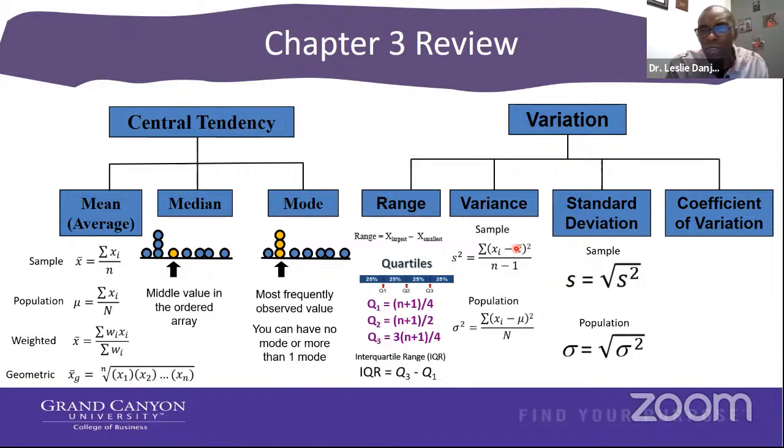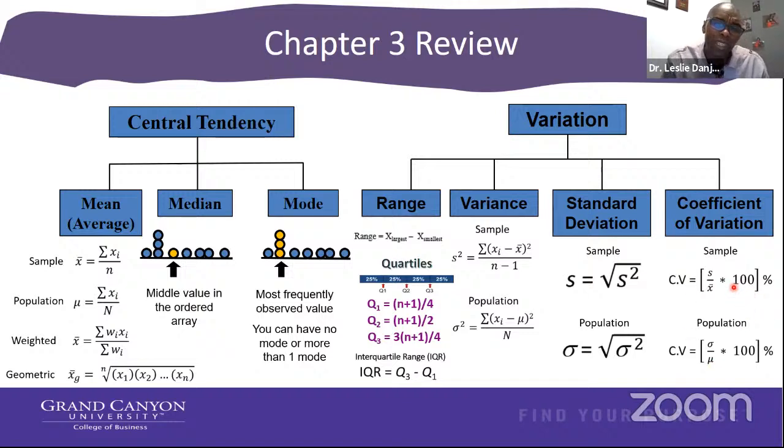All right, last but not least, coefficient of variation. It is this formula right here. What we're doing is testing different variations to see which one is best or which one is worse to help us make informed decisions. That was chapter 3.